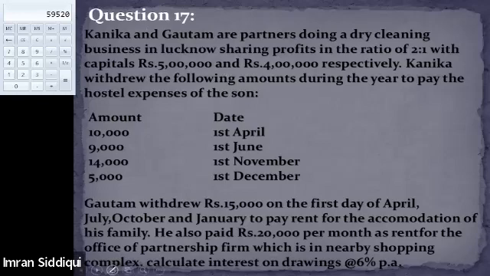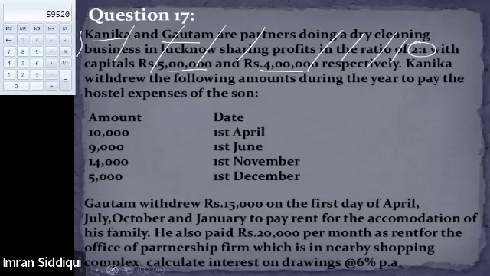The question is telling us that there are two partners, Kanika and Gautam, who are doing dry cleaning business in Lucknow, sharing the profit in the ratio 2:1, with a capital of rupees 5 lakh and 4 lakh respectively. Kanika withdrew the following amount during the year to pay the hostel expenses of the son. All this information given from this point till this point is not at all relevant. These are completely irrelevant information given to us. For the purpose of calculating interest on drawing, we just need information relating to drawings, right?